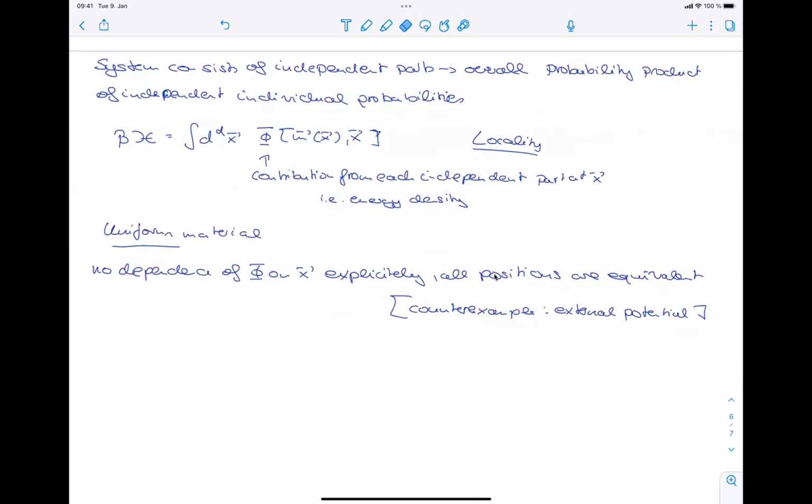Okay, so as I said, you could in principle have a dependence on x as soon as you have, for example, an electric field ramping up over your system. But say we have a uniform material, then this would state that our beta H has no explicit dependence on the spatial position, and so it's just a function of the magnetization.